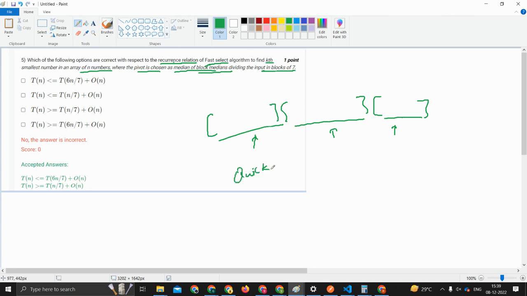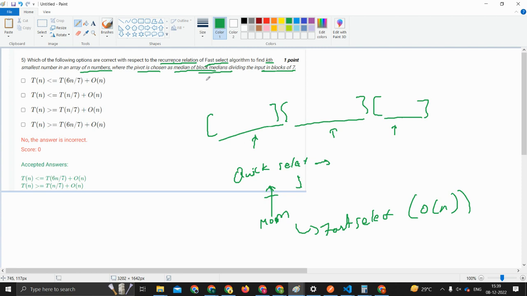The worst case is order of n square, which we just saw for quick select. But if you use MOM, then it becomes order of n. See, MOM plus quick select equals fast select. And the time complexity for fast select is order of n. Okay, got the point.